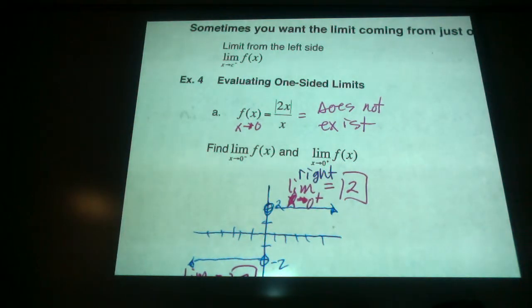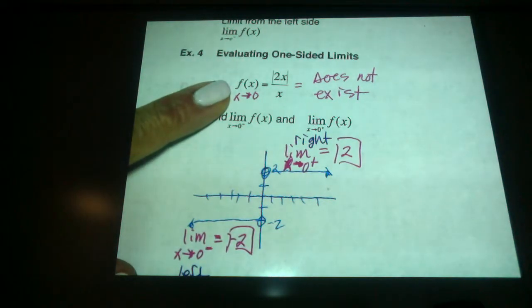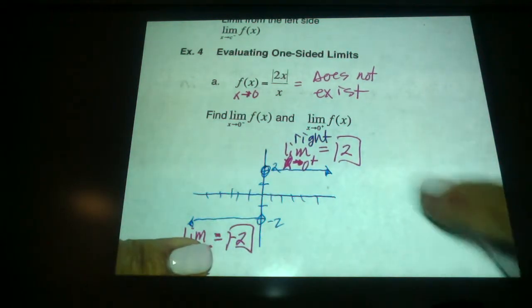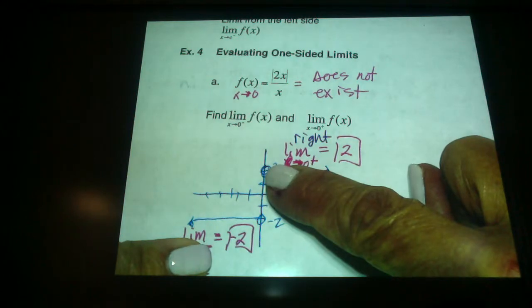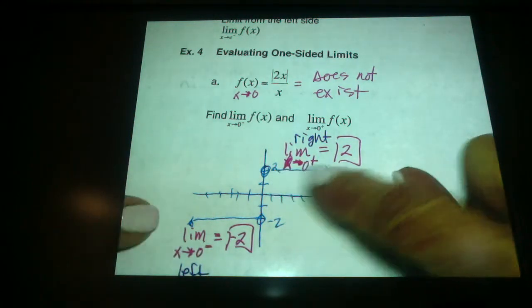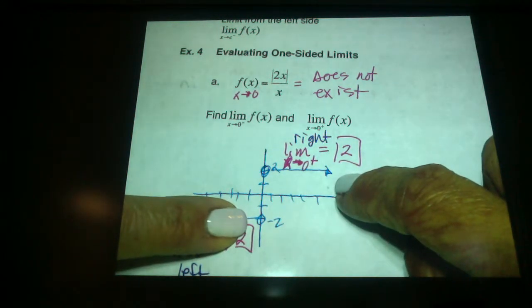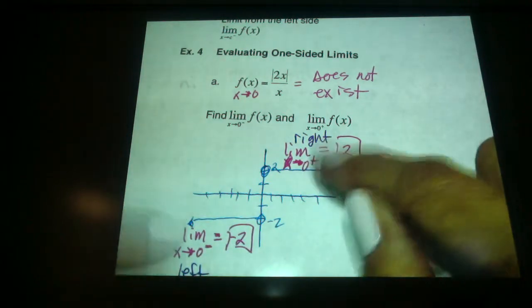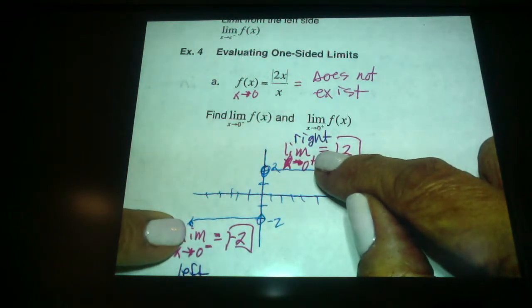So we've talked about limits that do not exist when the left and right hand behavior do not agree. So as you look at this particular graph that I put down here for you, if I plug this into my calculator and look at the graph, as you approach from the right, the limit is 2, right? As I approach from the left, isn't the limit negative 2? So when the left and right hand behavior do not agree, the overall limit does not exist.